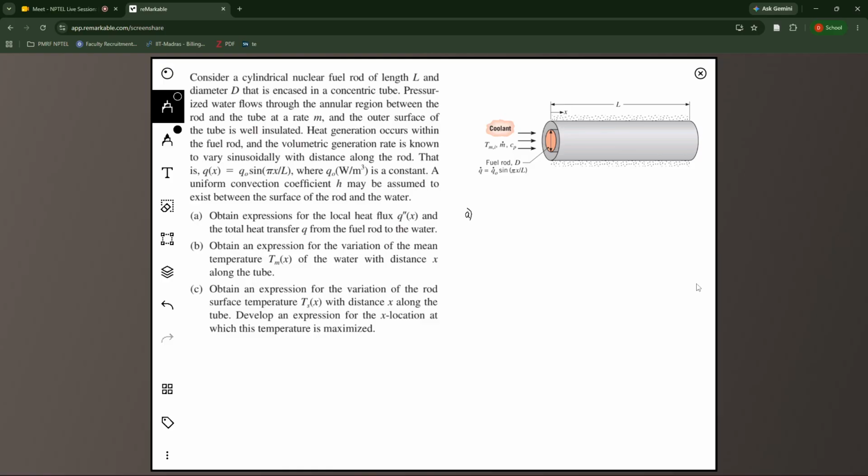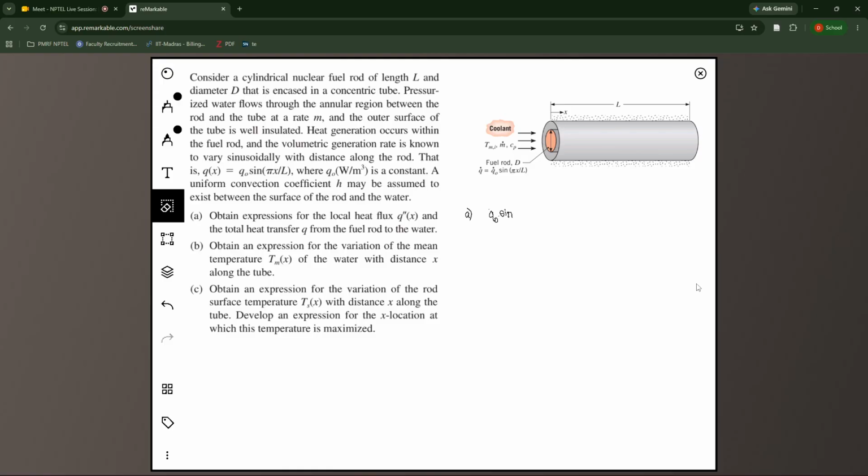So first we'll observe that this particular process has reached a steady state. So the net heat flux that is generated at any cross section should be equal to the net heat transfer that is happening to the water. So if I consider any small cross section, where the net heat generated is given by Q naught sine pi x.